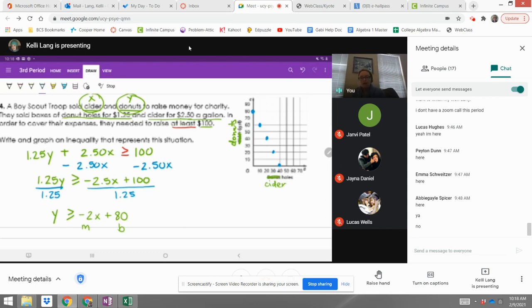Let's draw the boundary line. To decide whether to use a solid or a dotted line, we're looking at this symbol, and specifically, since there is an equal to component here, we're going to use a solid line. So this gets made solid.